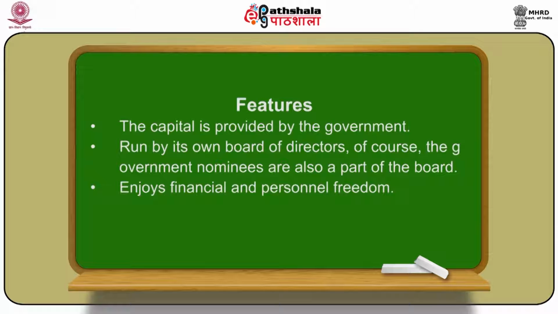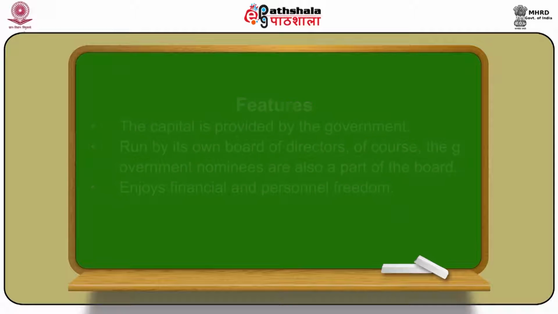Each public corporation is headed by a chairman and a director. The chairman and director act like the CEO of the company and take all the decisions pertaining to the corporation. However, they are subject to the board of directors from time to time. As stated earlier, the financial and operational freedom is the biggest advantage of this one.